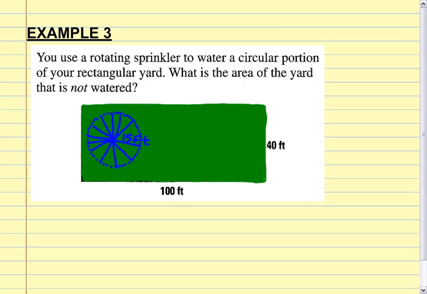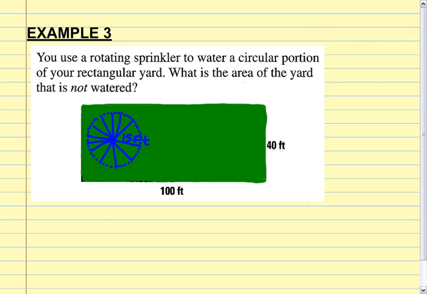Okay? Now, who can tell me, how can I find out the area of the yard that's not being watered? What would I do, Barrett? Okay, so Barrett says find the area of the circle, and then Barrett says let's find the area of the entire yard, and then what do I do with that information? The entire yard minus the circle, because the circle's getting watered, so I take that out, and that leaves me with the area that's not getting watered, right?